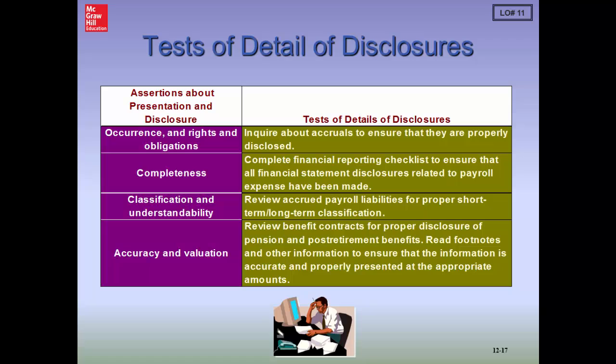When we're looking at disclosures, occurrence, rights and obligations, completeness, classification and understandability, as well as accuracy and valuation are the key presentation issues that we need to be concerned with. As we're going through human resources and payroll, it's absolutely critical that you gain a very good understanding of the internal control structure within the organization. There's going to be some very standard testing that you're doing. Clearly, accuracy is going to be very important.